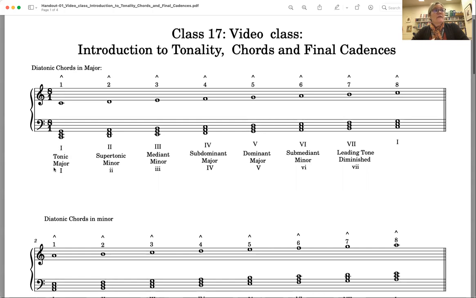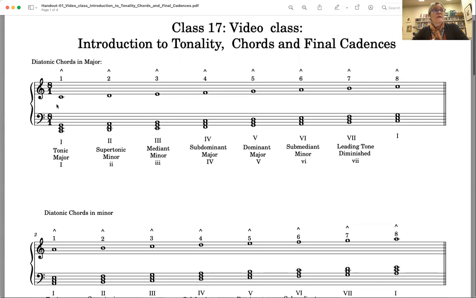They all have a quality. Of course, when we're in major, our tonic is major, but then we have our 2 chord, or our supertonic, which is minor, our 3 chord or mediant is minor, our subdominant is major, our dominant is major, our submediant or 6 chord is minor, and our leading tone chord is diminished. So that's important to remember.